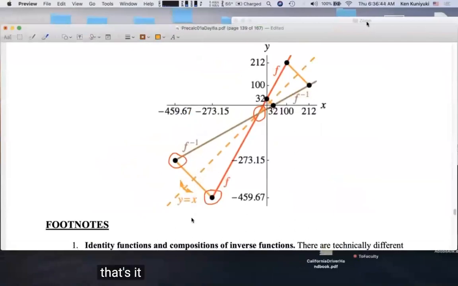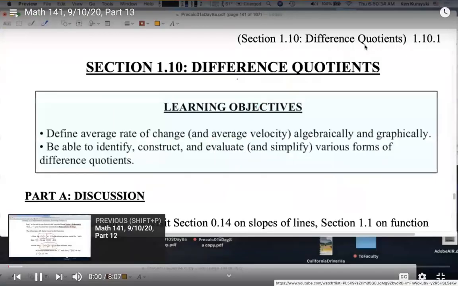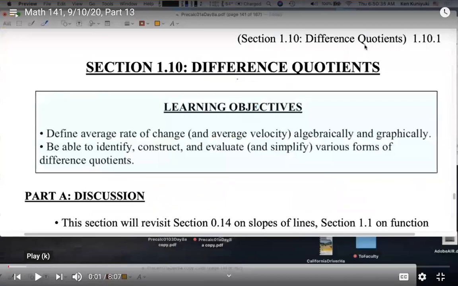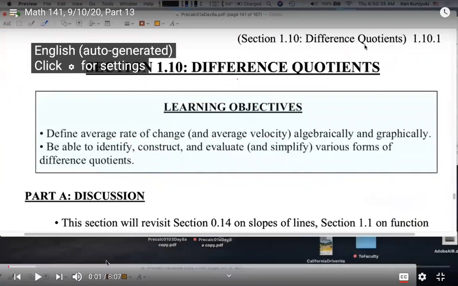That's it. All right. Any questions about inverse functions? Sections 1.10 and 1.11 are just different applications, so we're kind of moving away from inverse functions. These are applications for calculus. Any questions? All right.